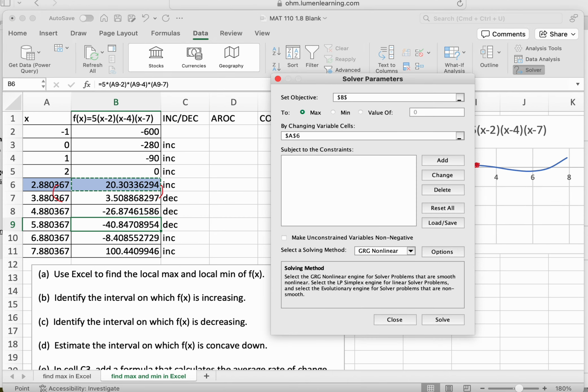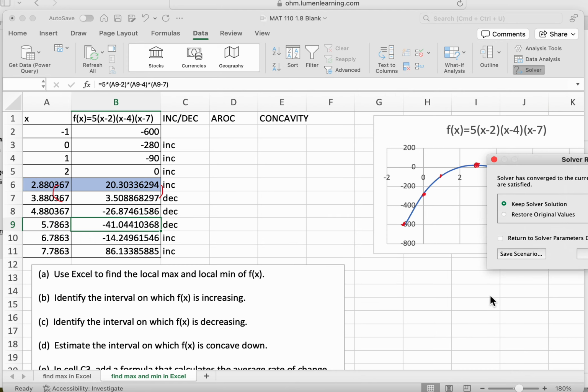So I always want to remove that information that was my prior objective. Instead of finding a maximum now, I want to find the minimum value. Where do I want to put the result? I want to put it right next to my B9 cell. And I'm going to solve.